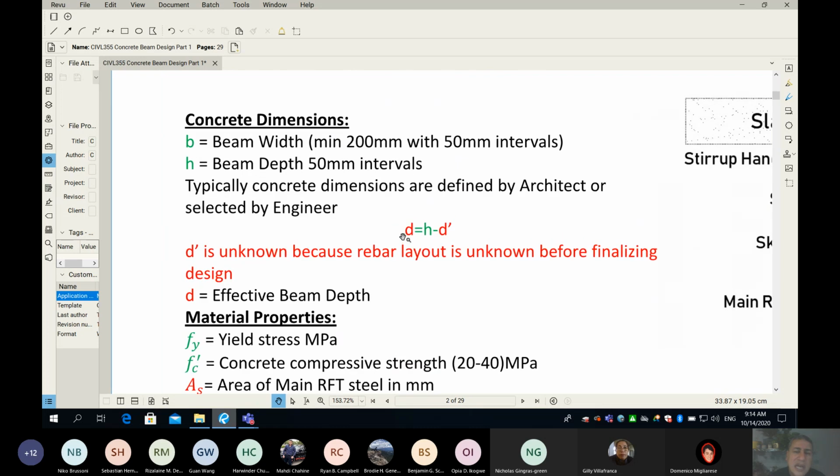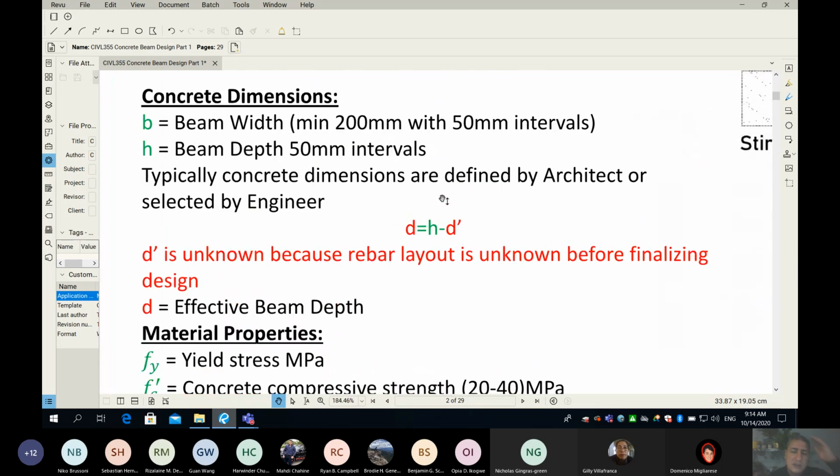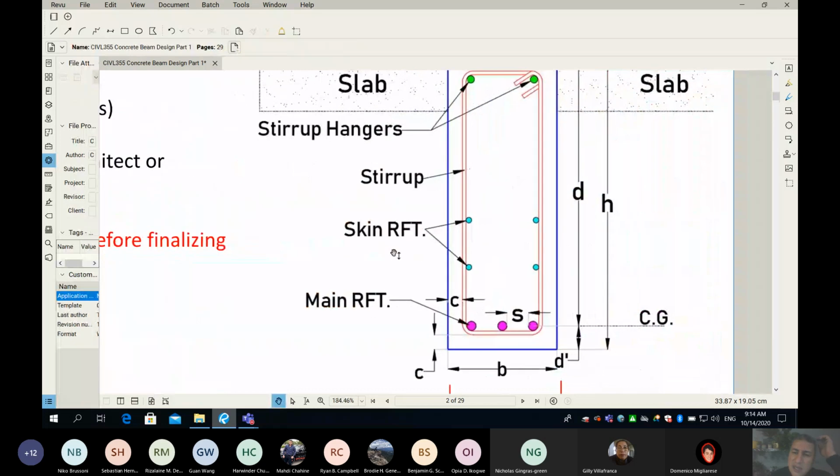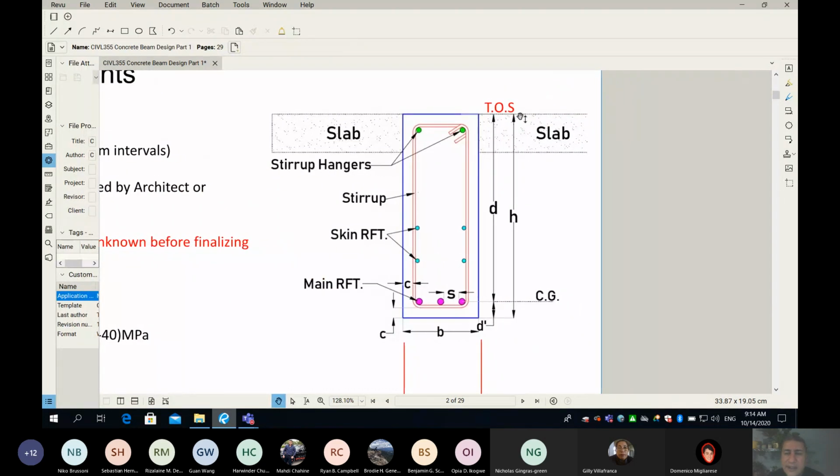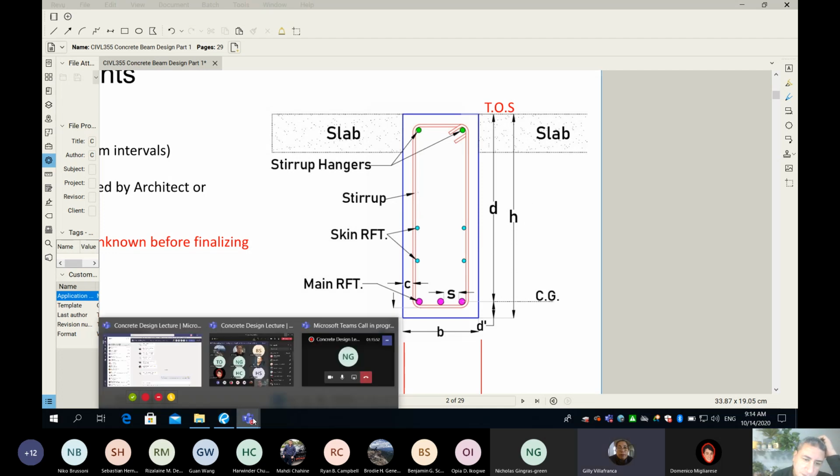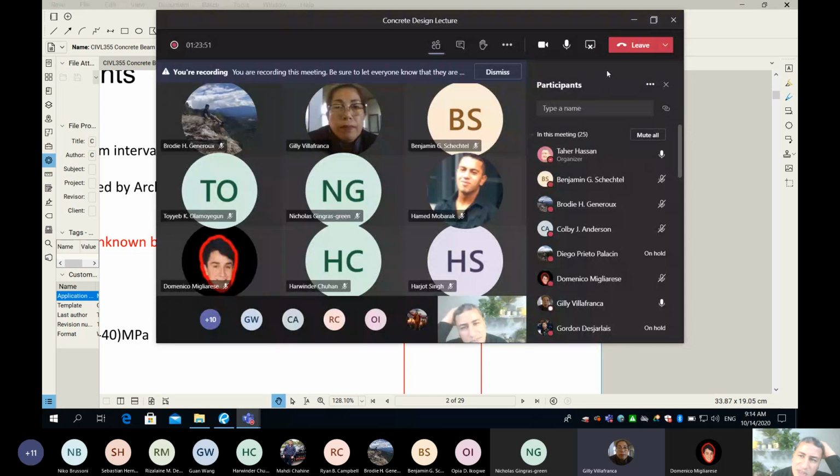Now, the thing is, guys, in our design, do we use the H or the D? Again, remember, what's H, what's D? Let's look at this slide here. H is the overall thickness of my beam from top of the slab or top of the beam to the bottom fibers of my beam, while D is called effective depth, which is simply from the centroid of the group of the rebar to the same point, top of the slab. Which one is used in my beam check? The effective depth. That's correct.